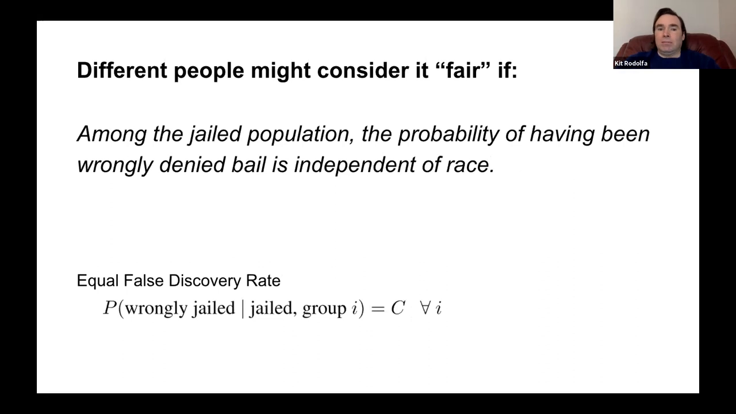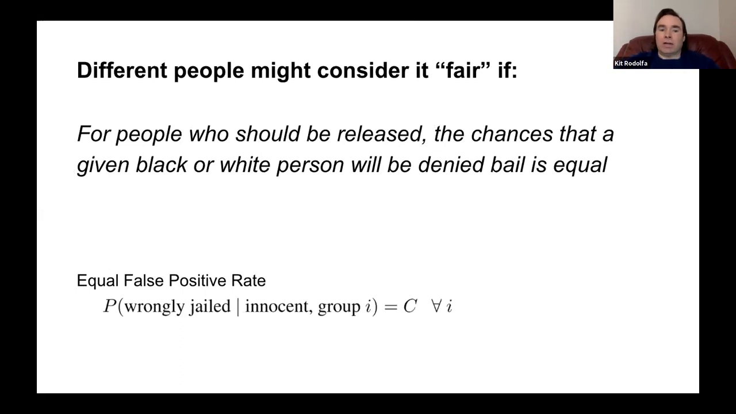But if you were taking them into account, you might say, among the jailed population, we should just focus among people who are in jail, what fraction of them shouldn't be there, should have been released. Or you could say among the fraction of people who should have been released, how many of them are wrongly jailed or wrongly denied bail. So each of these sterile metrics on the confusion matrix can map into a very concrete value-driven statement.